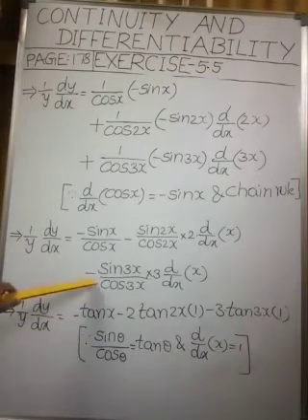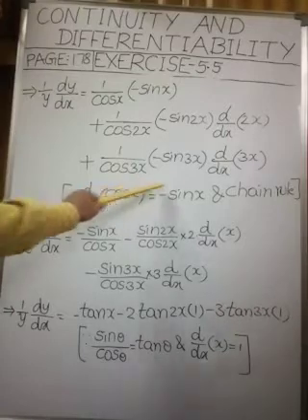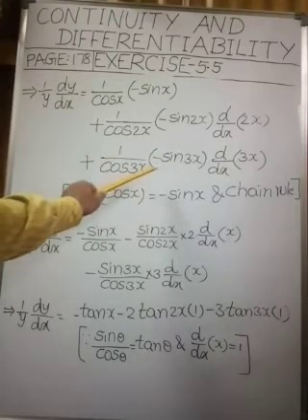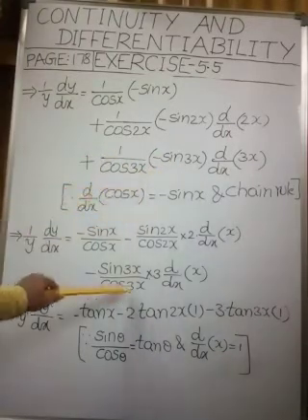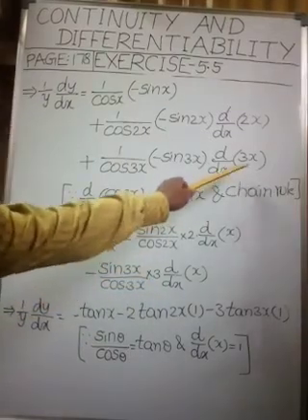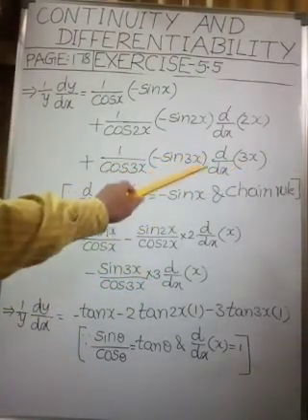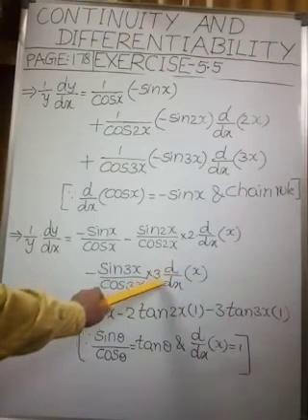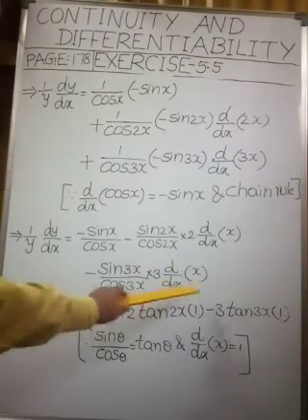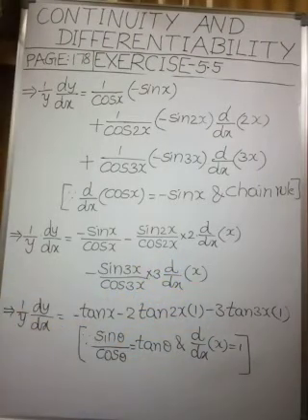Right. Now come to the third term. By simplifying this part, what will you get? Minus sin 3x by cos 3x into, here also if you observe, 3 is a numerical coefficient. So we can write it outside: 3 into d by dx of x. Understood this third term also, my dear children?